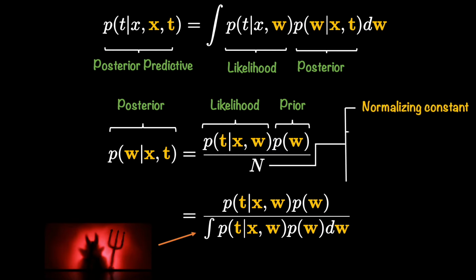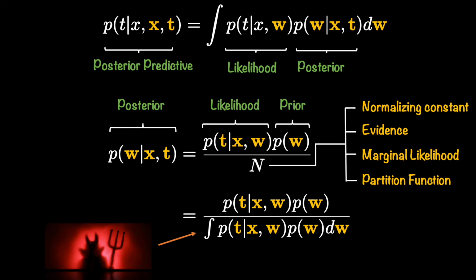Unfortunately, the denominator of the posterior distribution is known by various names. It is known as normalizing constant, evidence, marginal likelihood, and partition function. Partition function is the strangest out of them and is generally used in the literature from the field of statistical mechanics. At the moment, I don't want to talk about why it is called partition function. Maybe in some other tutorial.